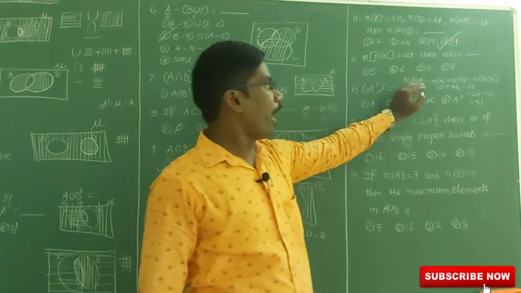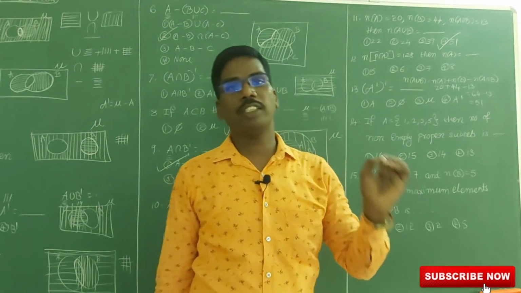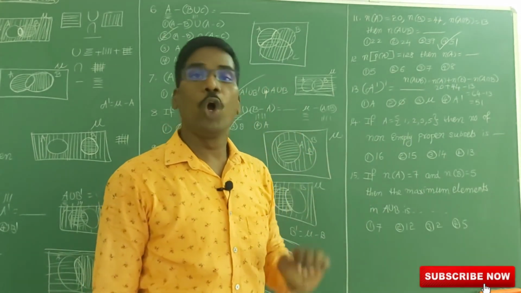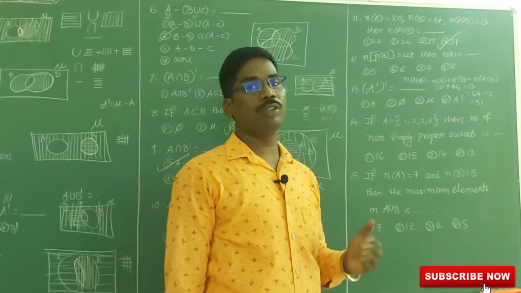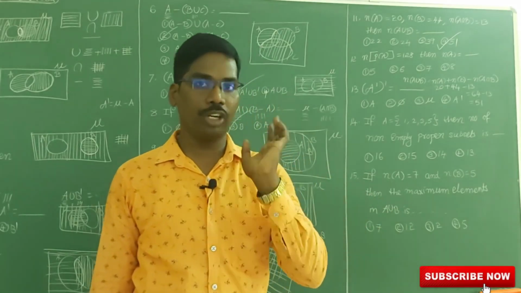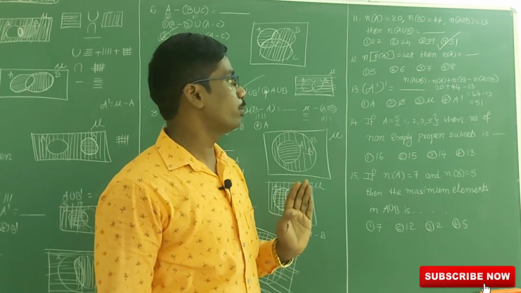So you remember n of A union B is equal to n of A plus n of B minus n of A intersection B, or n of A intersection B is equal to n of A plus n of B minus n of A union B. So remember these two formulas, most important.